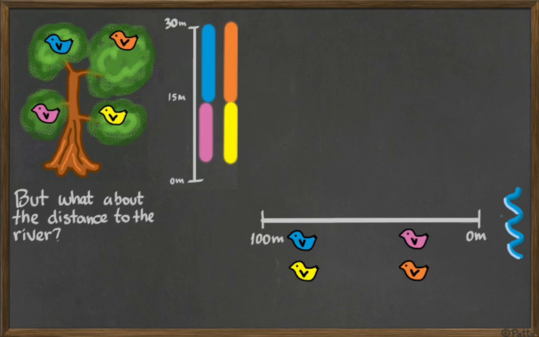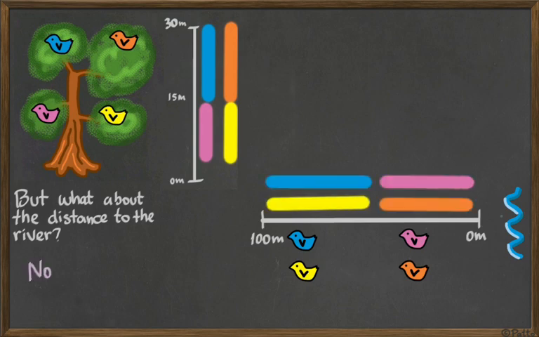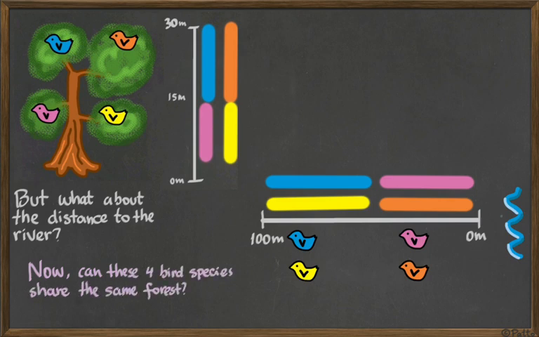So apparently the blue and the yellow like to live away from the river, and the orange and the purple like to live closest to the river. And the question is, can these forest species now live in the same forest? Can they share this forest?